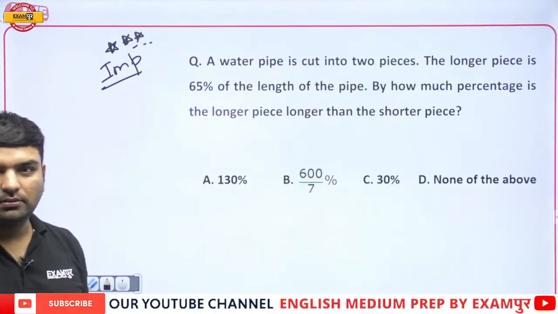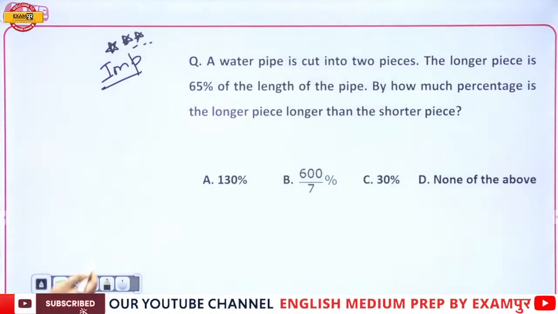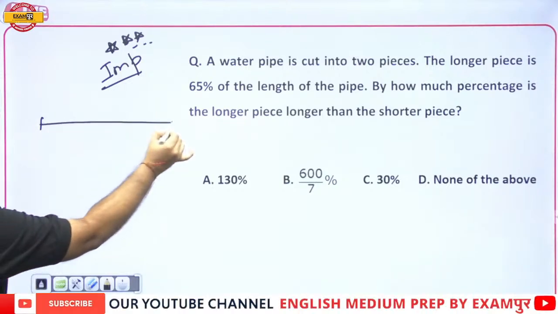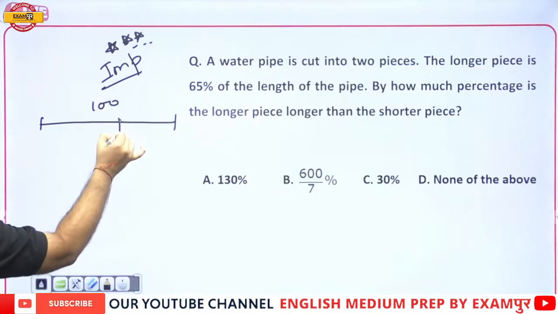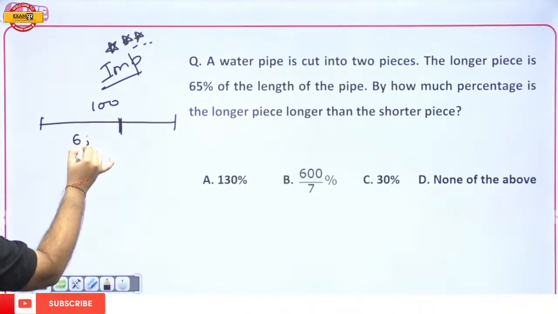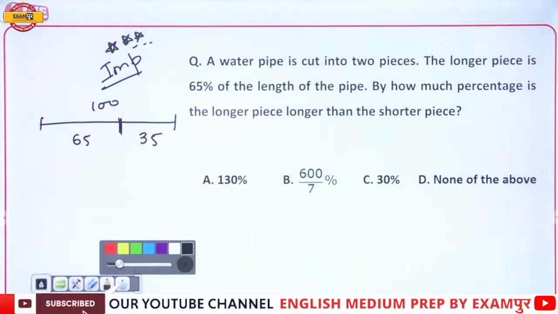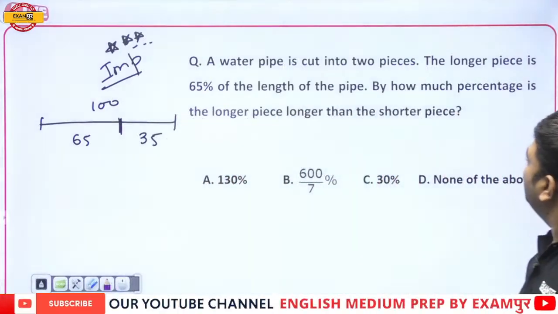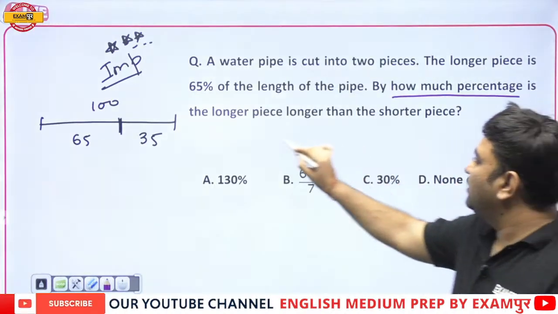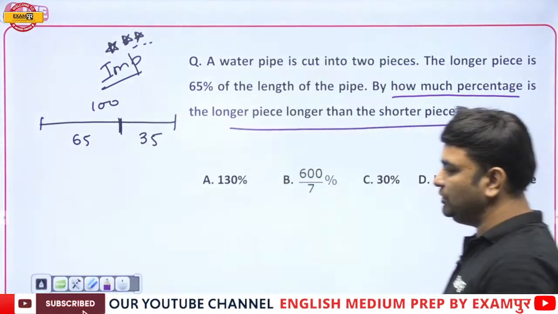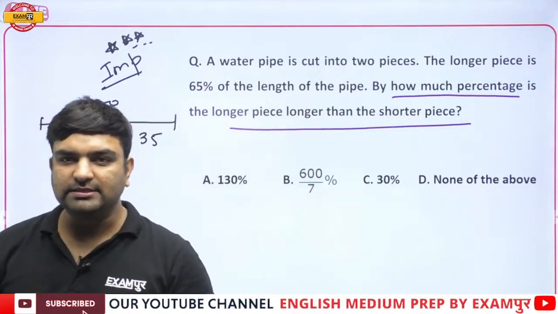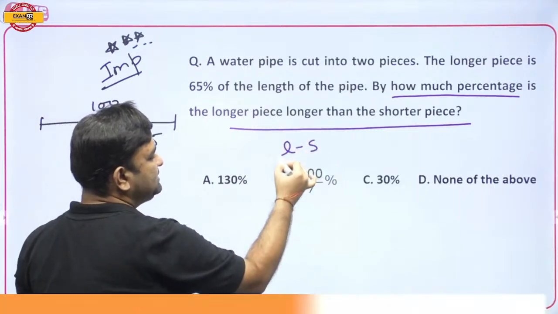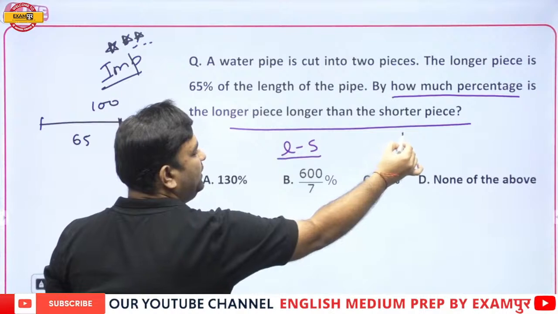A water pipe is cut into two pieces. The longer pipe is 65% of the length of the pipe. So if the length of the pipe is 100, then the longer portion is 65, and the smaller portion is 35. By how much percentage is the longer portion greater than the shorter portion? So basically they are asking longer is how much percentage greater than shorter. So the comparison would be done with the shorter.